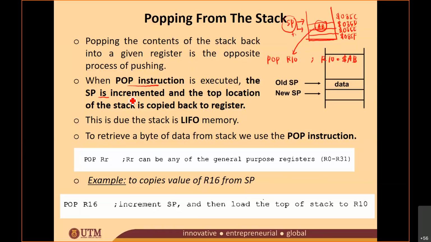So the stack pointer is incremented and the top location of the stack is copied back to the register. Because the stack is last in first out, the last data that went into your stack will be the first data coming out of the stack. To retrieve a byte of data from the stack, you can use the pop instruction. The syntax is pop Rr, where Rr is your GPR, which can be from R0 to R31. For example, to take the value from the stack to R16, you just use pop R16. Whatever data is on the stack will be stored to your R16.